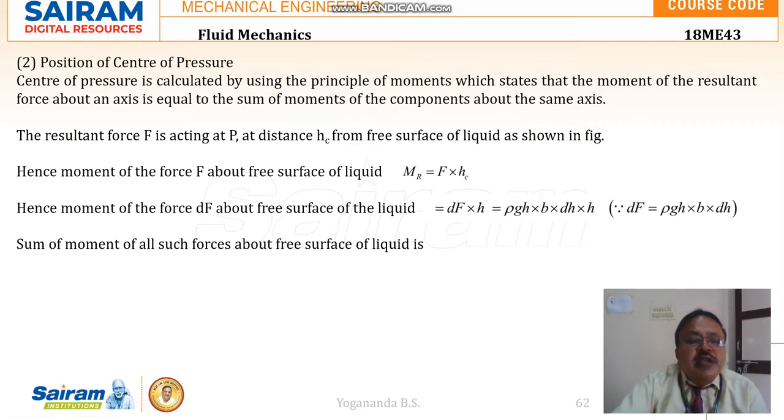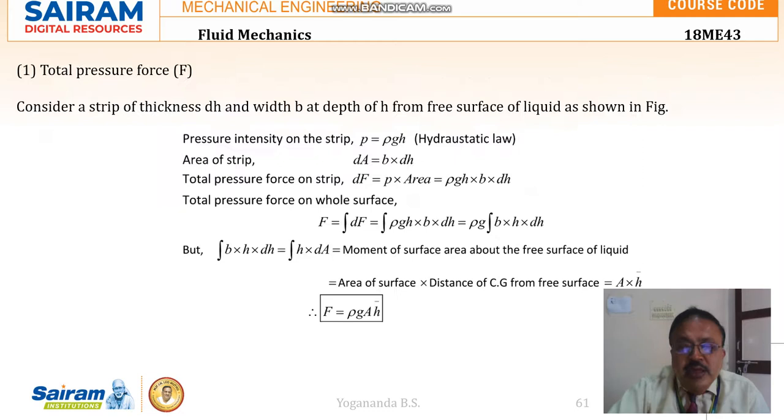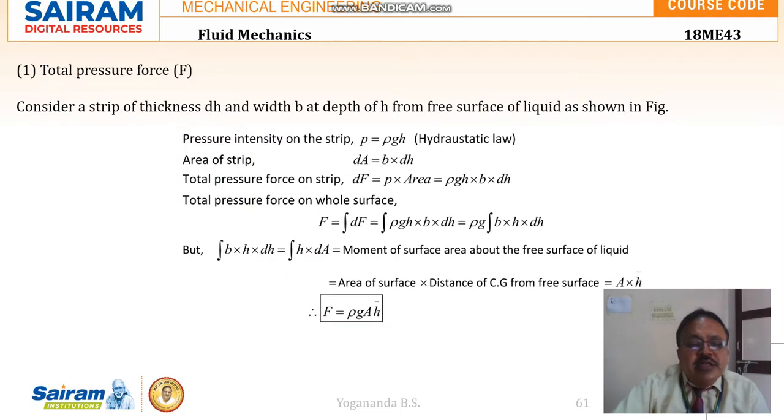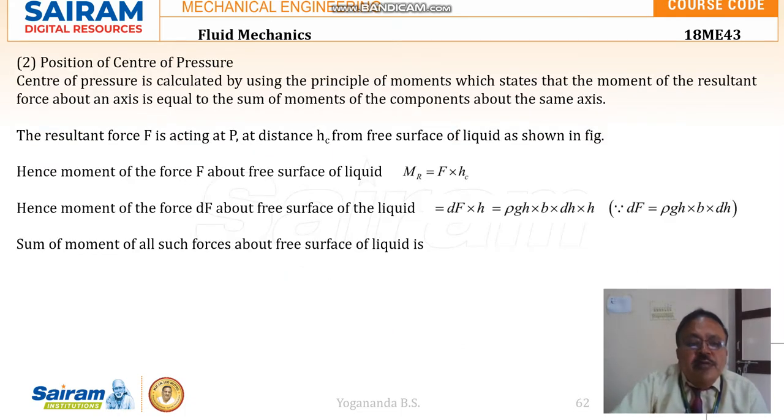Now the position of the center of pressure. We take the equation of the total moment of the force, that is, the resultant force, F into Hc. If you consider this plane, F is at a distance of Hc from the free surface, so the moment of the resultant force is F into Hc. Then we take the moment of the force dF about the free surface of the liquid, that is dF into H.